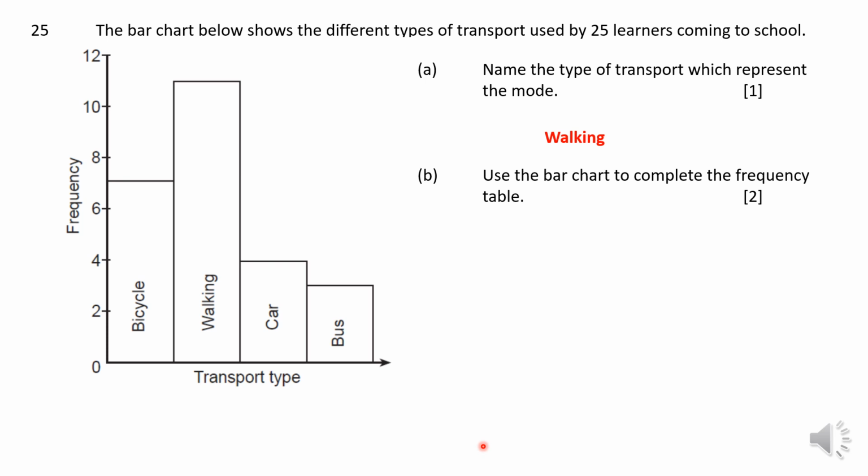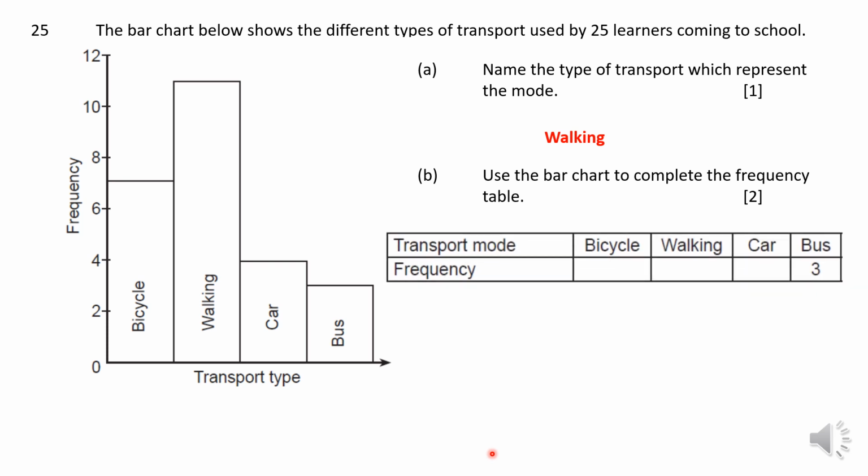Then they say use the bar chart to complete the frequency table. So I have a frequency table here, and you just have to compare how many people are going to school using a bicycle? Well, you have it between 6 and 8, so we determine it's 7. How many people are walking? Again, the value is between 12 and 10, which is 11, as you can see. And then they're saying car, and car is exactly at 4, and that is how you find those missing values.